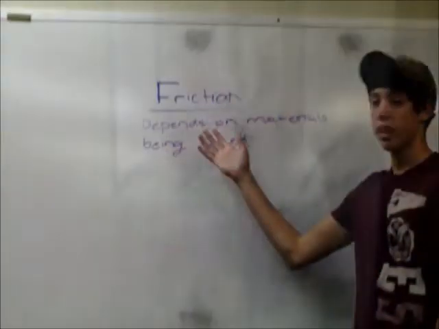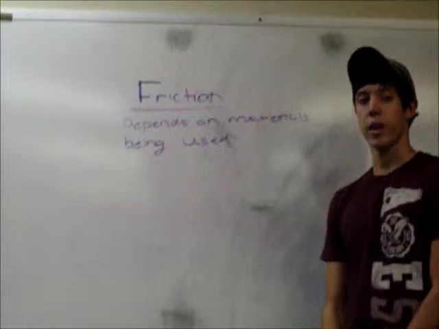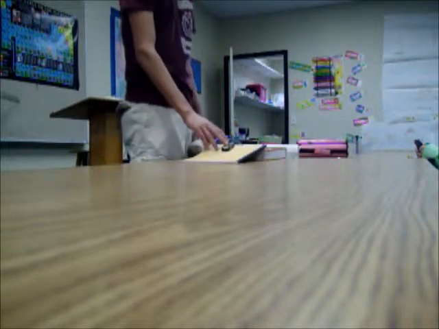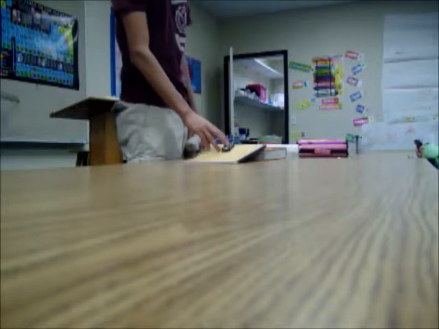Now we're going to be talking about friction. The amount of friction depends on the materials being used and how the objects come into contact. An example of this is when I place this car on the ramp and let it slide down, it will move easily along the smooth surface.